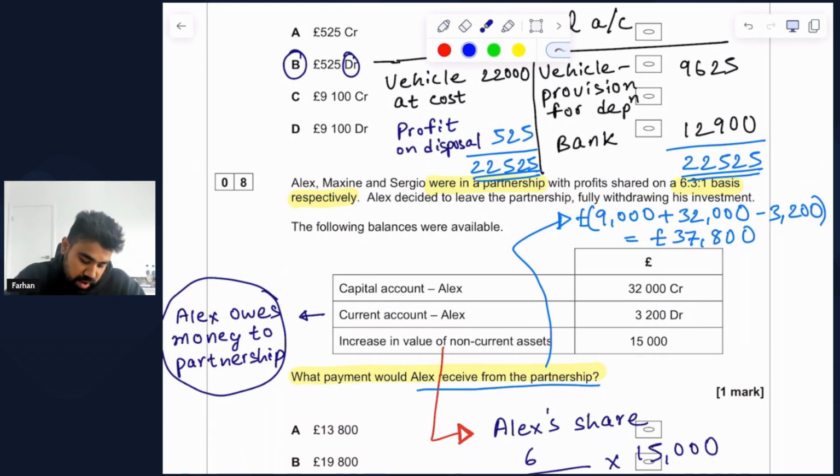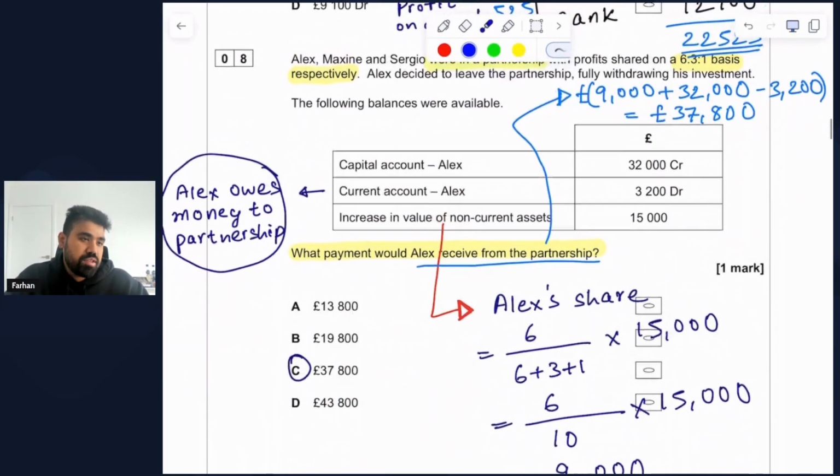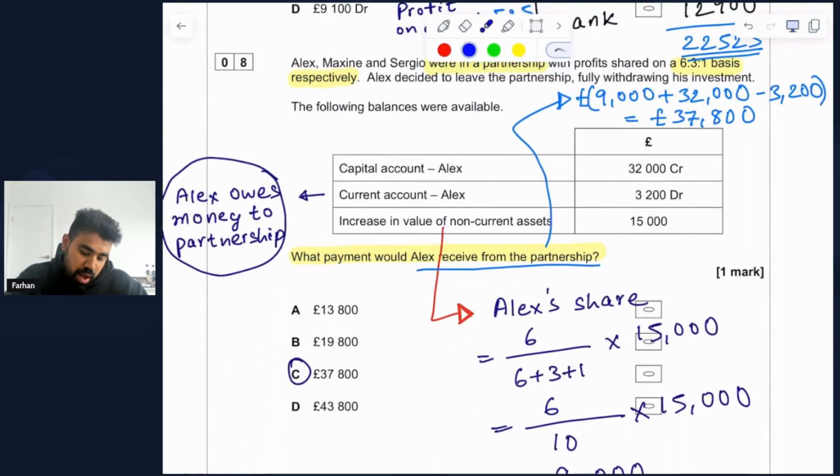The last one says increase in value of non-current assets of £15,000. Now, this increase in value of non-current assets is for the business as a whole, not for Alex. So the question is asking, which payment would Alex receive from the partnership? All right. So first of all, what we are doing is calculating how much of the increase in value of the non-current assets should go to Alex. All right. So here I've done some workings.